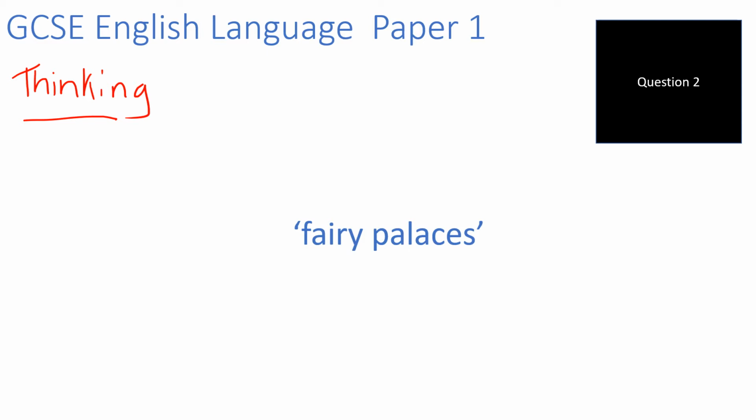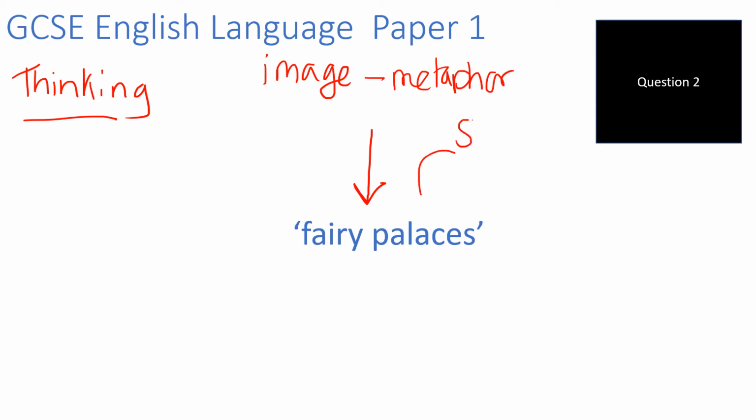So if we look at this, we can talk about this in terms of technique. So what has the writer done? The writer has used this image here. So it's an image, and we can be a little bit more precise. We can say that the writer has used a metaphor, because what we're talking about are shops and buildings, and they're not really fairy palaces. They're actually just shops that look really good and amazing.